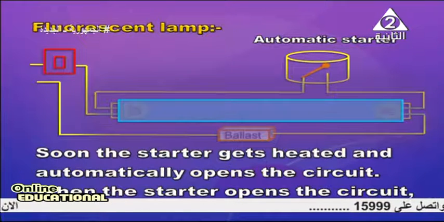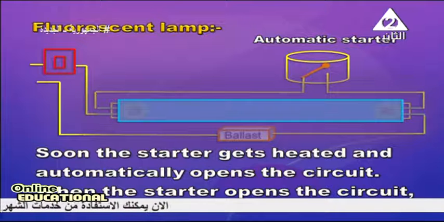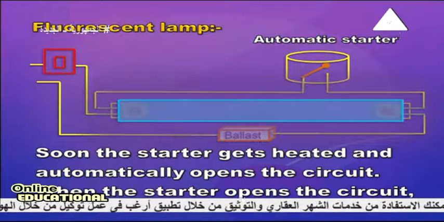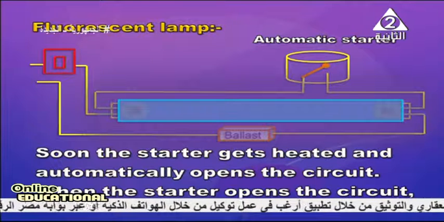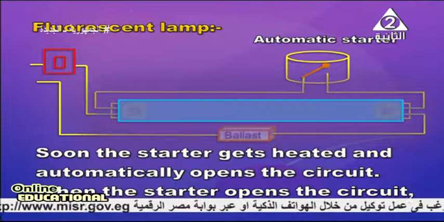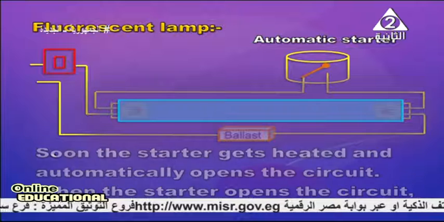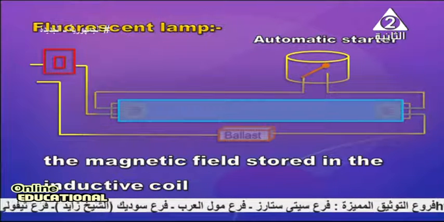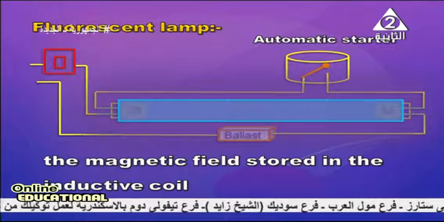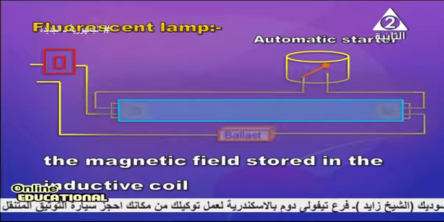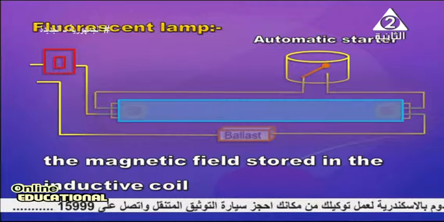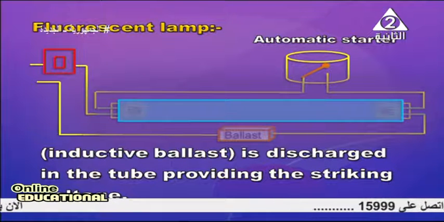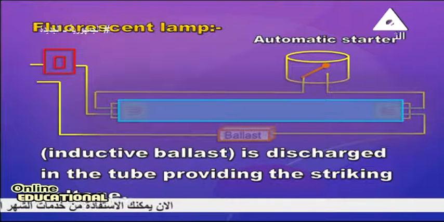Soon the starter gets heated. It detects the rise in temperature and automatically opens the circuit. When the starter opens the circuit, the magnetic field of the coil, the ballast, collapses. The magnetic field stored in the inductive coil is discharged in the tube, providing the striking voltage.